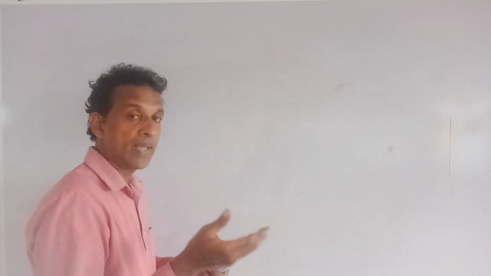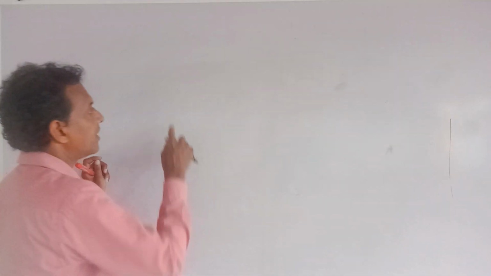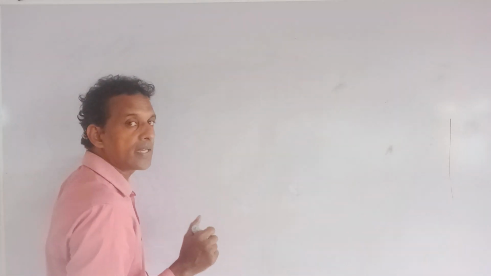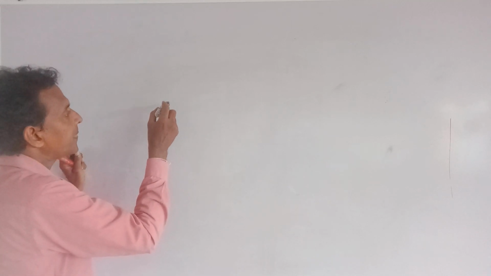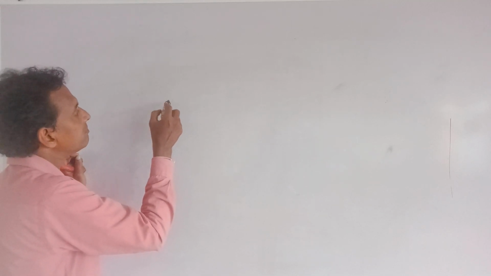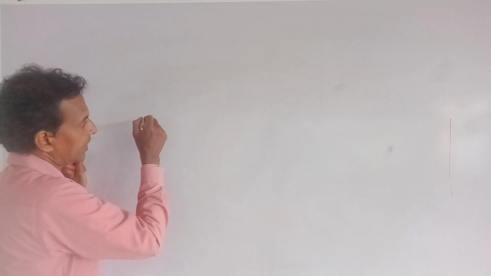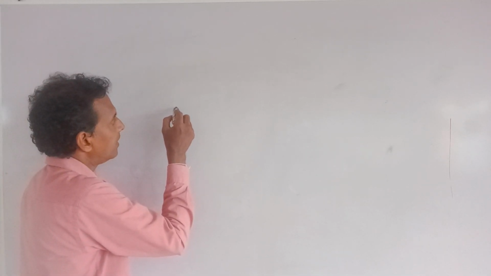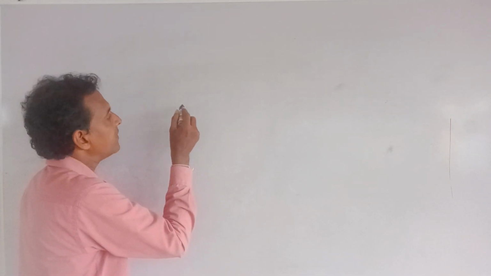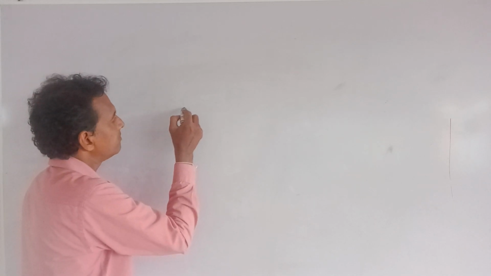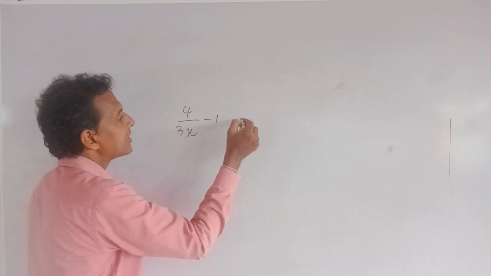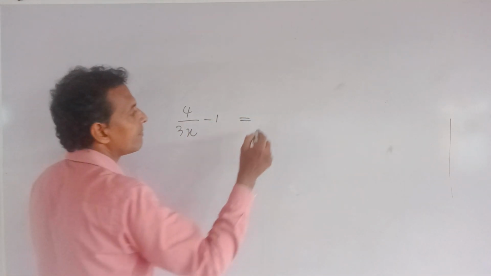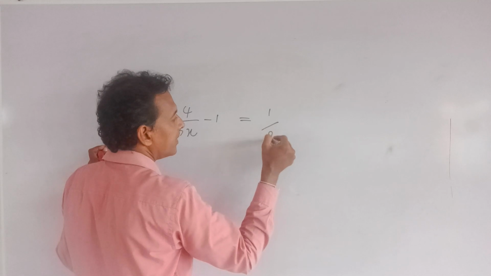Now see this one. As I promised you, I have taken questions from the very basic to somewhat, say, little complicated. Now you can see, say if you have the denominator like this, 4 over 3x minus 1 equals 1 over x.